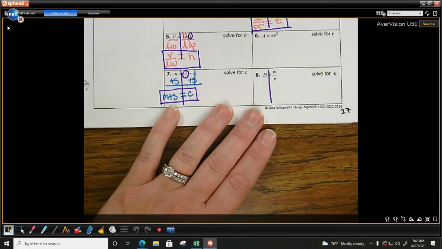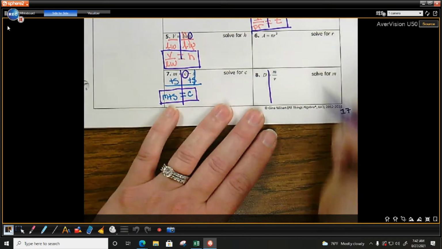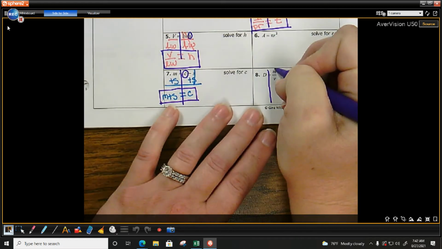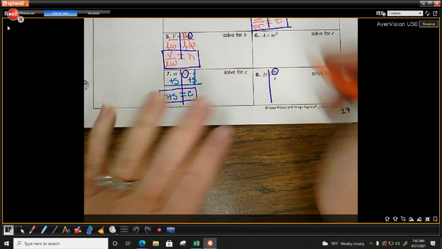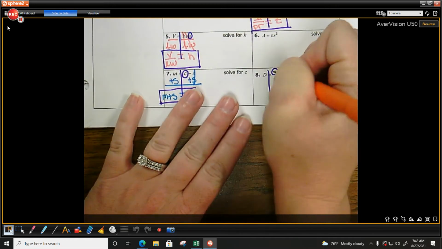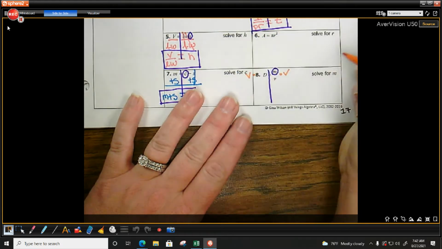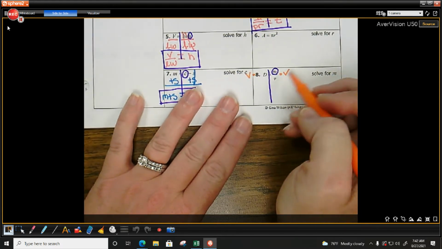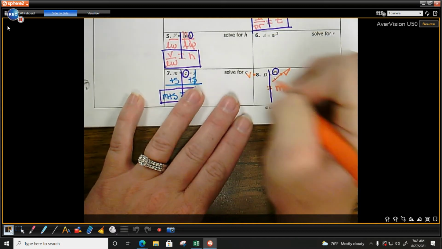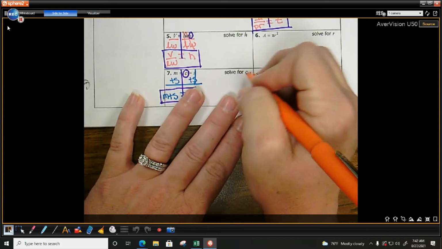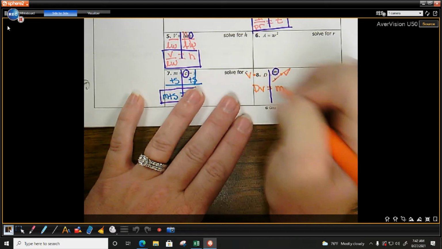Draw your line through the equals. Circle what variable? M. What's that fraction bar represent? What's the opposite of division? Multiplication. So what am I going to do on both sides? Multiply by V. So what happens with your divide by V and times V? They cancel out. And I'm left with M equals D times V is just dV.